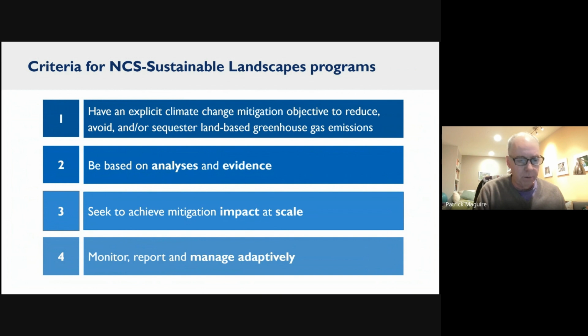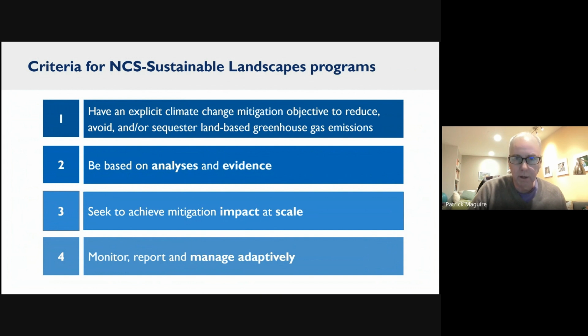We were hearing from missions for more clarity on what counts towards sustainable landscape programming. So working with the missions, we identified 4 criteria that would help missions know if they're working in the right space and doing it correctly. These are minimum criteria that are intended to provide clear guidance and make sure that the SL funding aligns with the standardized program structure definition, the SPSDs. So the 4 here are: have an explicit impact on climate change mitigation, with the objective to reduce, avoid, and/or sequester land-based greenhouse gas emissions. So you have to have the intention of achieving these goals.